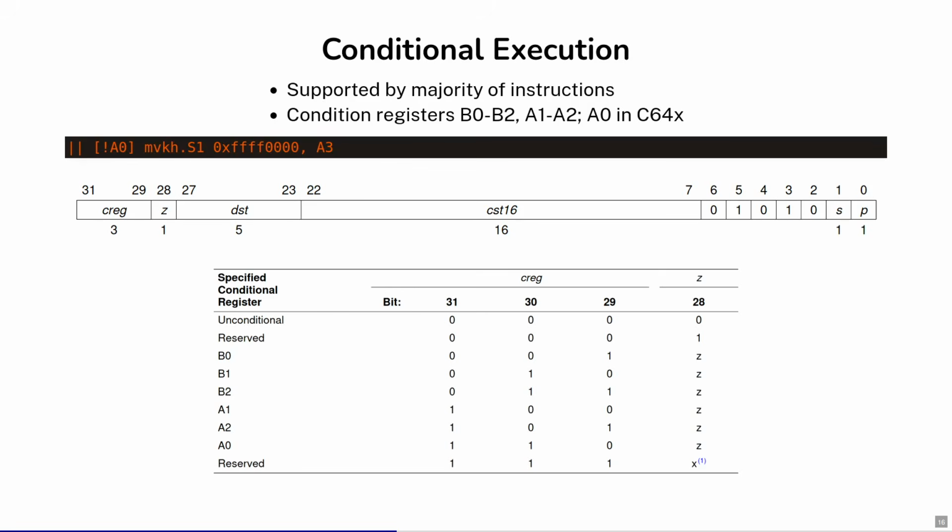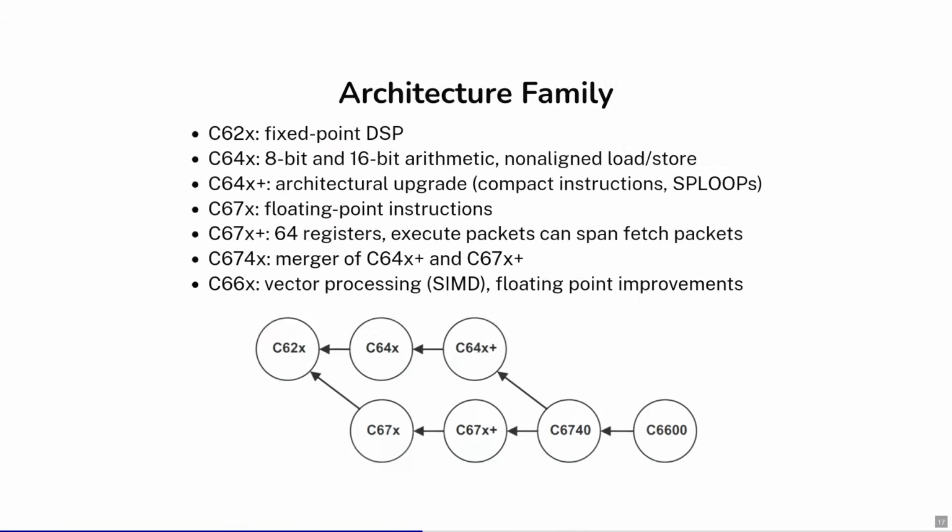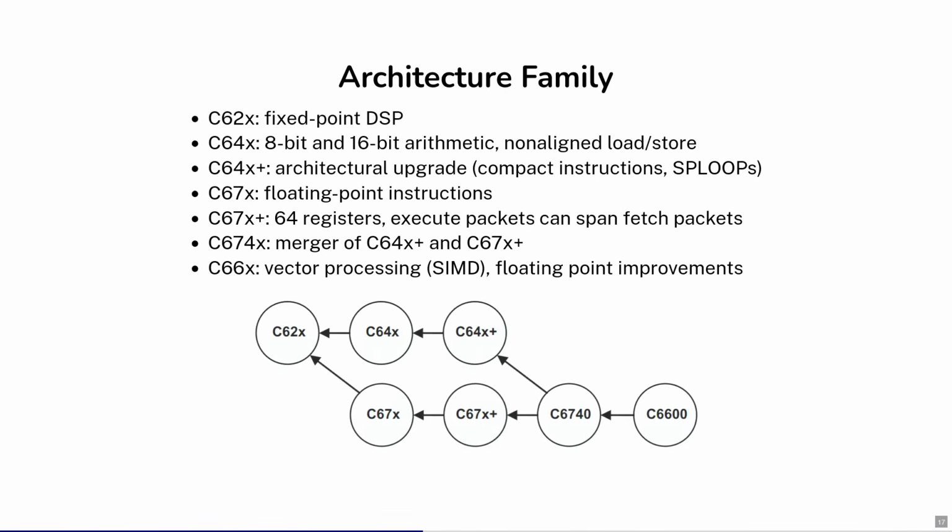And most of these instructions reserve 4 of the 32 bits for encoding if it uses a condition and which condition it actually uses. The low registers are reserved as conditional registers, for example, B0 to B2, A1 and A2, and in later versions also A0. I've already mentioned versions a lot. There's a base version that just does fixed point execution, and the other versions are additions that are always backwards compatible, but add new features on top.